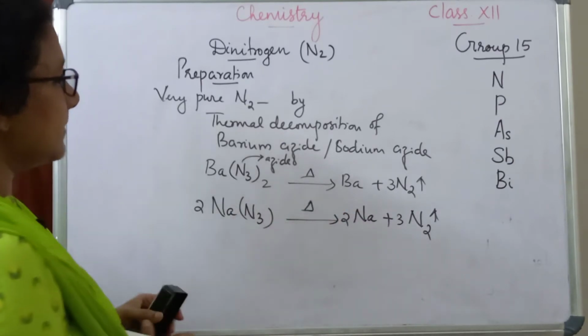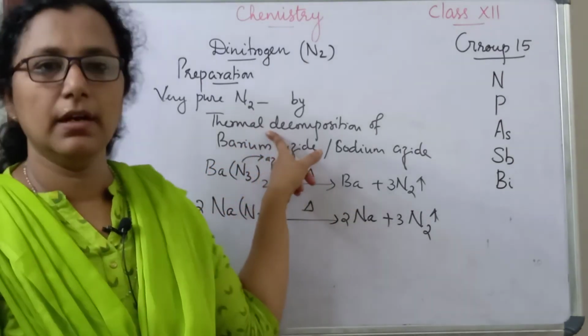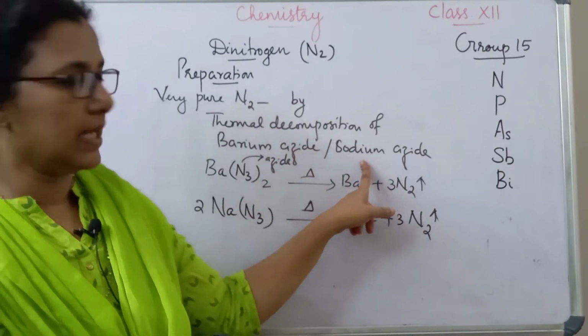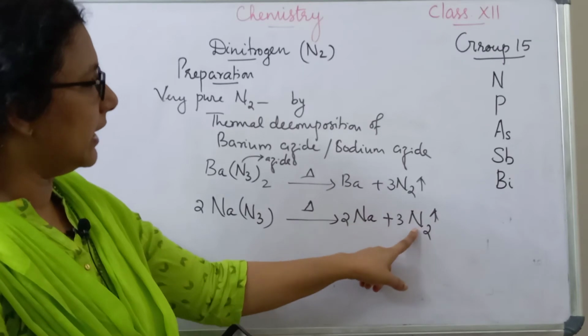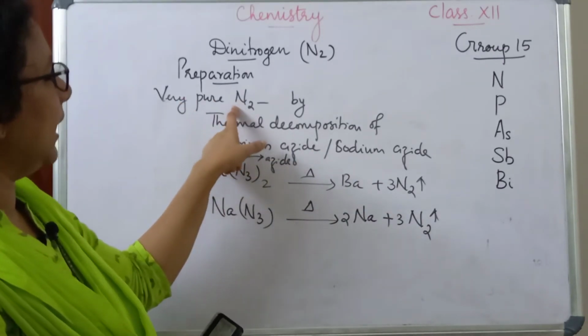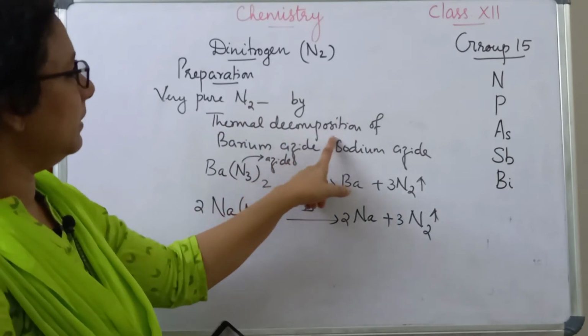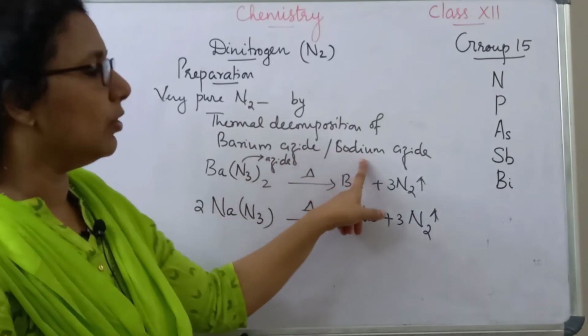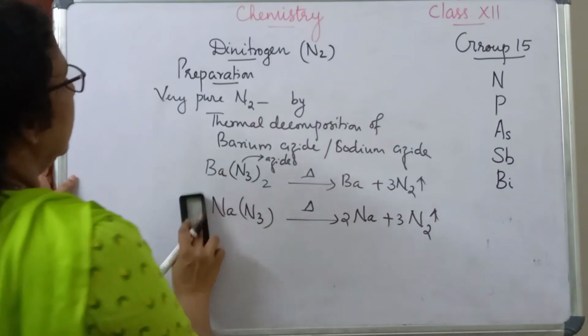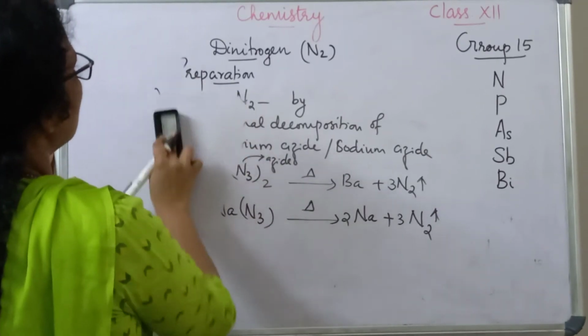So by thermal decomposition of barium azide or sodium azide, we will get nitrogen gas, which is in the very pure form. So very pure nitrogen can be prepared by using thermal decomposition of barium azide or sodium azide. So these are the preparation methods. Now let us see the physical properties of nitrogen.